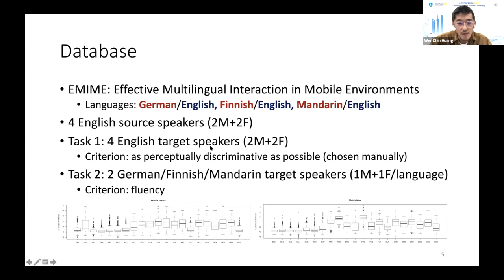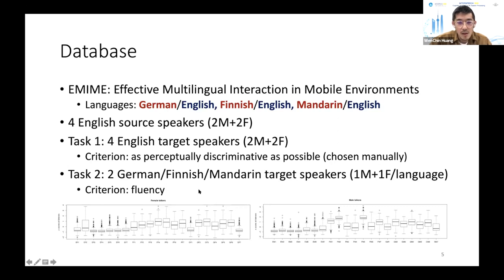So that, for example, during the listening test, the participants can more easily discriminate between the converted audio and the target audio. For task two, we chose two German, Finnish, and Mandarin speakers as the target speakers, one male and one female per language. The criterion here is fluency, because the English speech of the bilingual speakers will be used as the reference during the listening test.